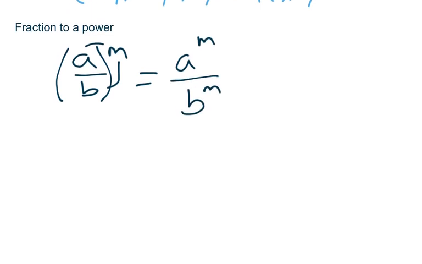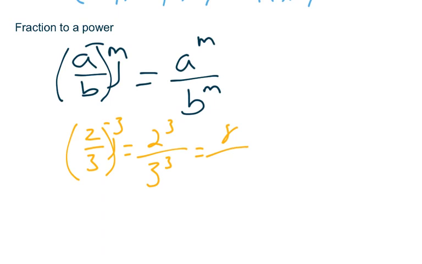For example, we'll use numbers this time, 2/3 to the third power. We can distribute this exponent of 3 to become 2 to the third over 3 to the third, which, 2 to the third would be 8, 3 to the third would be 27. There's no common factors there, so 8 over 27 would be your answer.